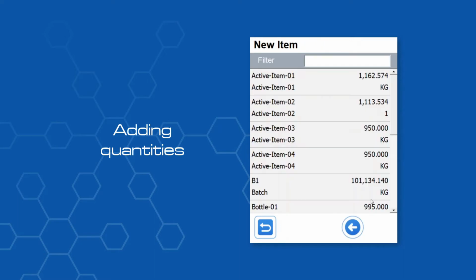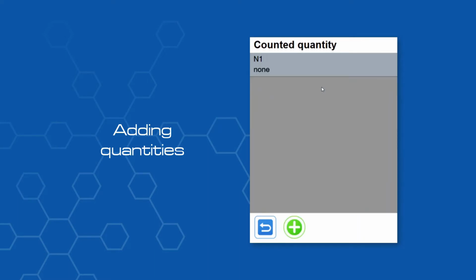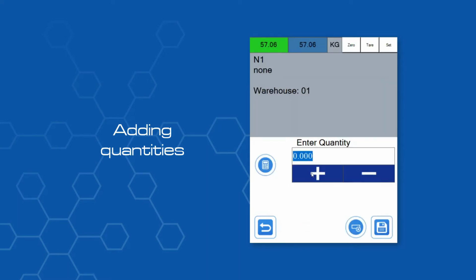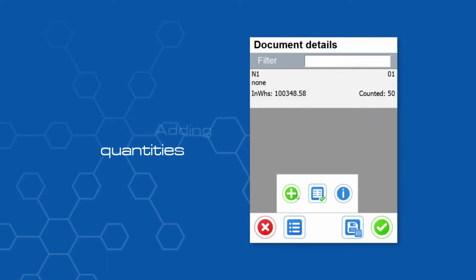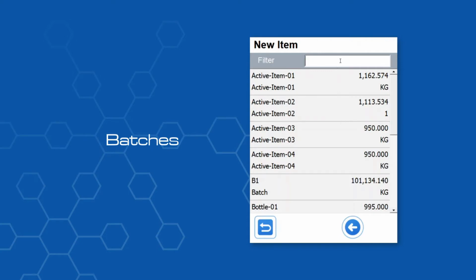You have to choose a warehouse on the next screen. Then we choose our item and then we add the quantity. You can also come back and change these quantities here later. There's support for batch managed items as well.